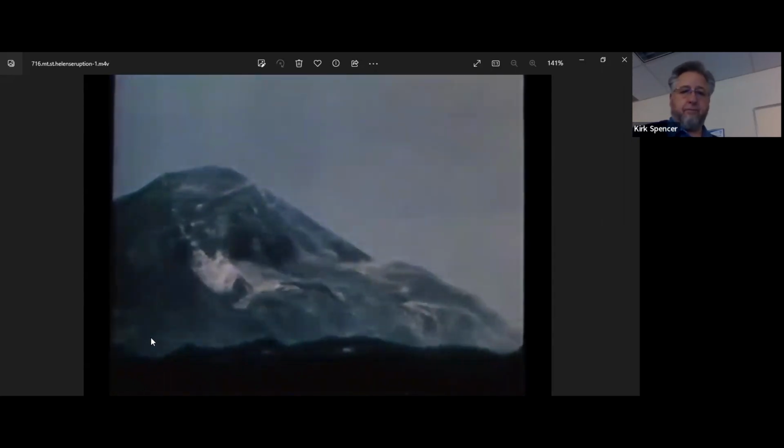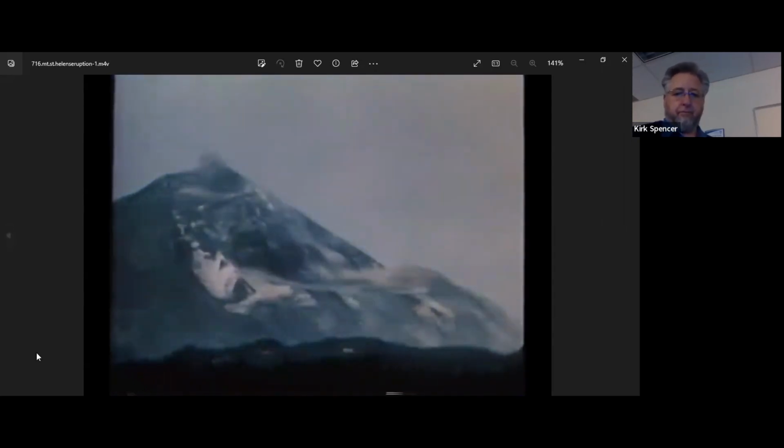Three events occurred simultaneously. A huge slide removed the bulge and sent it down the right side of the picture.